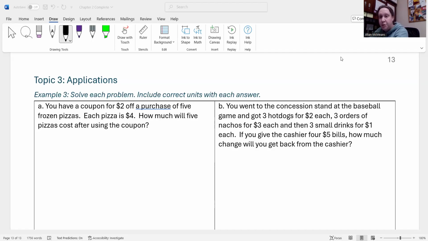Okay, so what we want to do is create a model. Remember, we're in the order of operations, so we don't necessarily want to piece this together. We want one single model that'll represent this scenario that we can then use the order of operations to solve.